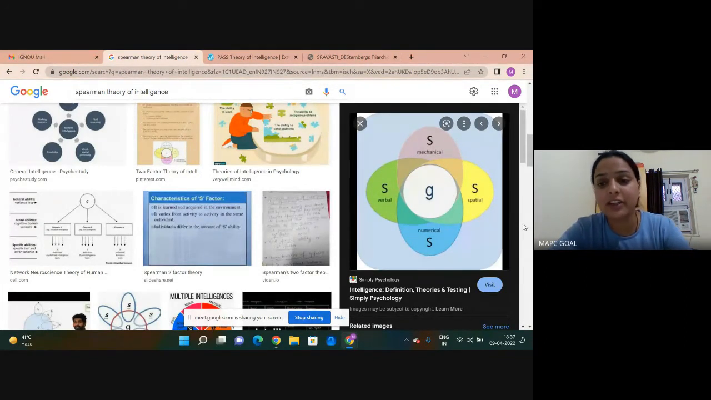Then the second kind of intelligence that has been mentioned in this theory is the specific ability. Let's term it as specific ability, not intelligence, though it comes under the theory. There are four kinds of specific abilities explained by Charles Spearman, and these are the names. Can you see this? Mechanical, verbal, spatial, numerical.